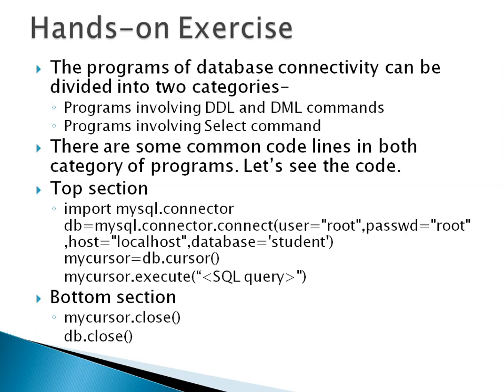The second step, the connection part, is also the same. Then the third is creating the cursor, which is the same. Then the fourth, where we execute the command, is also the same, but just the query will change. This top section remains the same, and the bottom section, closing the cursor and the connection, is also the same for both types. Only 2-3 lines change; otherwise most of the program is the same.